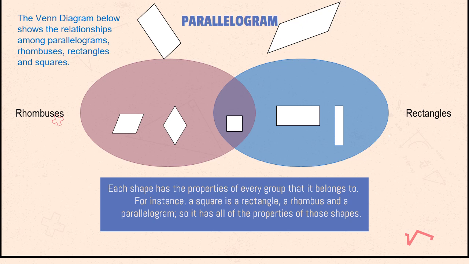So a square has the properties of the rectangle, and the main property of the rectangle is that it is a parallelogram that has all the angles measuring 90 degrees. And also it has the properties of the rhombuses. The rhombus, by definition, has four congruent sides. So the square has the property of both. It has four right angles and four congruent sides.